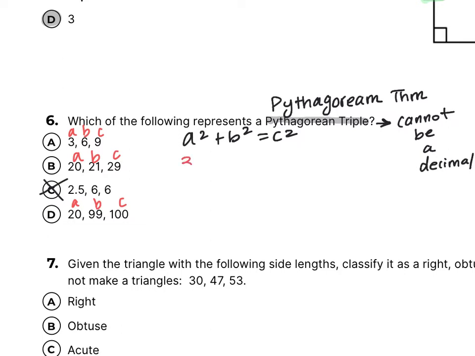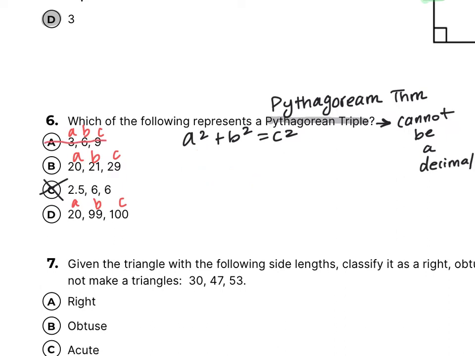So you start with A, so 3 squared plus 6 squared, is it equal to 9 squared? I'm not sure, so I need to find that out. 3 squared is 9 plus b squared, which is 6 squared, and that's going to be 36. That's going to give you 45. And 9 squared is 81, so that's not equal. So A did not work.